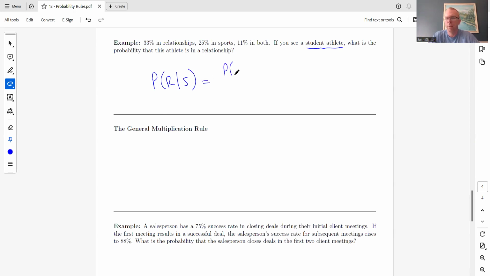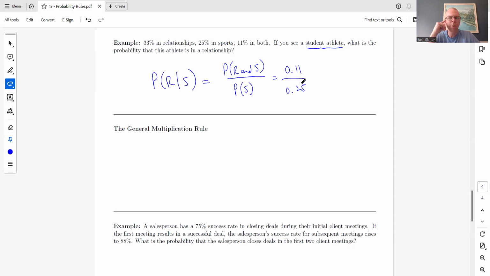And so that will be the probability of both over whatever the part is that is after the vertical line, or the given part, the if part in this case. So 11% are in both, 25% are in sports. And then I'll let you divide that out and we get what we get.